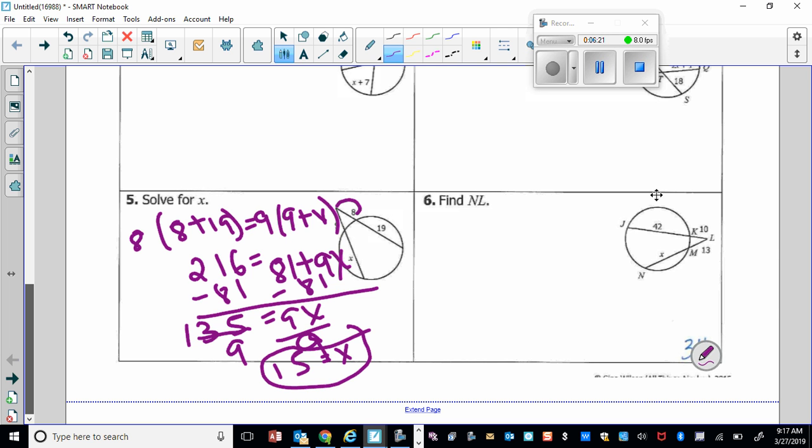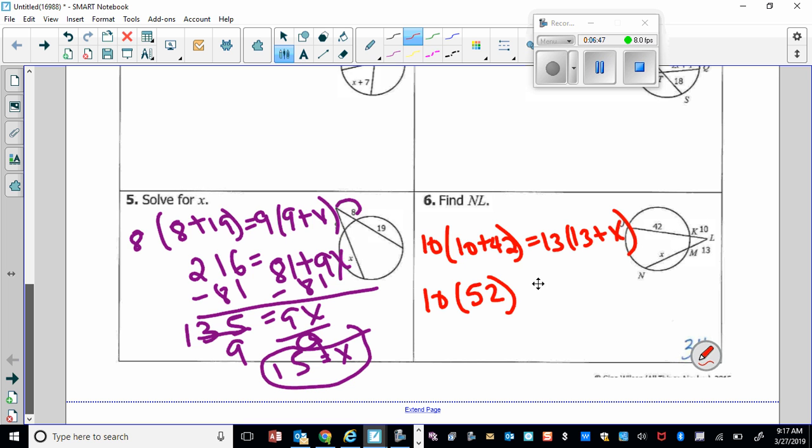So number 6 is kind of the same. Outside times whole. So the outside is 10, right? For KL times the whole thing. 10 plus 42. I mean, you can do 52 equals 13 times 13 plus x. All right, so 10 times 52, right, equals 169 plus 13x.